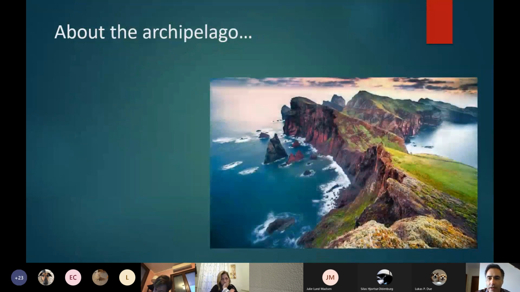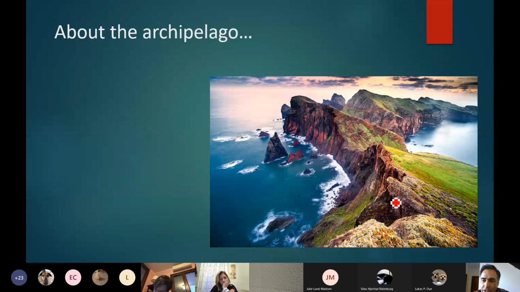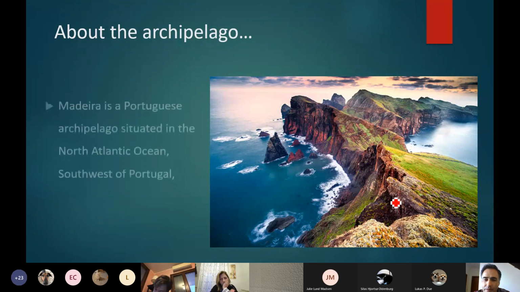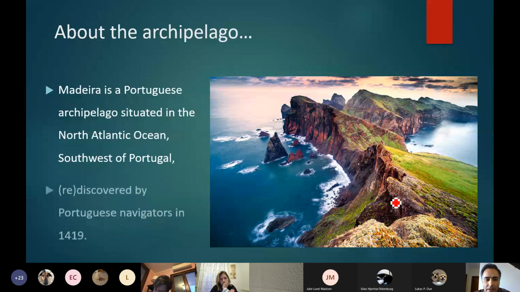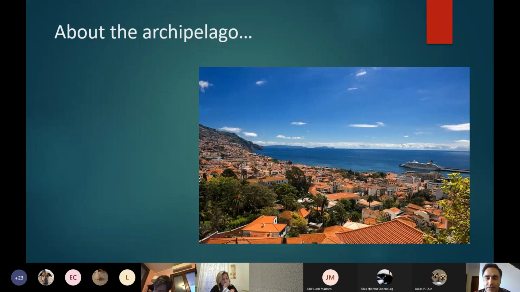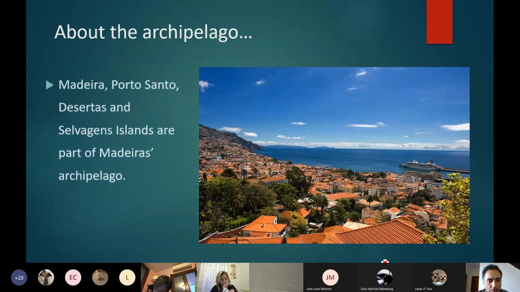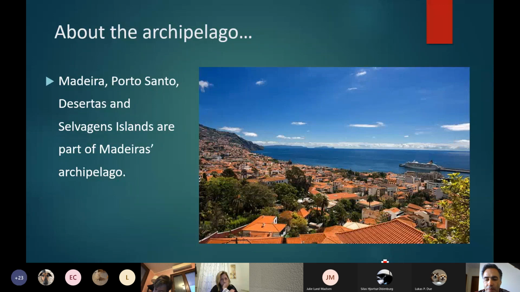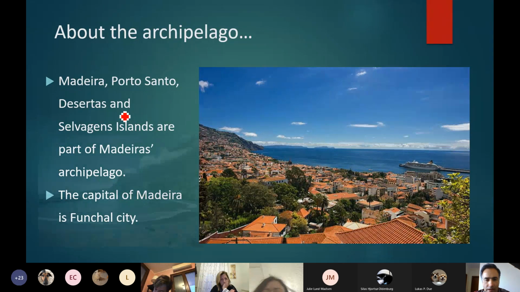This is one of the edges of our island. The Portuguese have been here since the 15th century. This is a picture of Funchal. And the archipelago of Madeira includes other islands, like Porto Santo, Desertas, and the Wild Islands. All of them are part of the archipelago of Madeira.